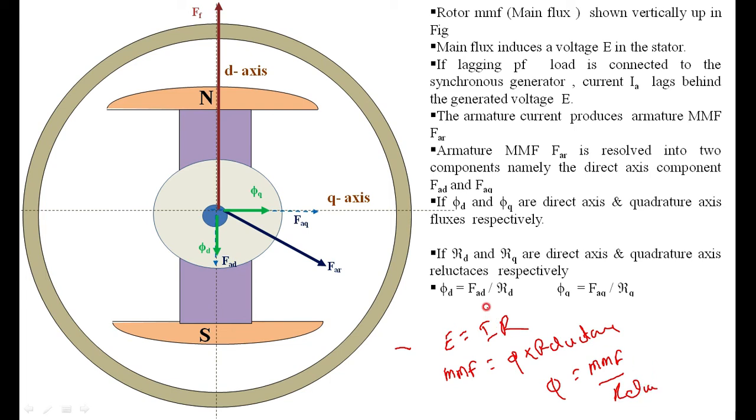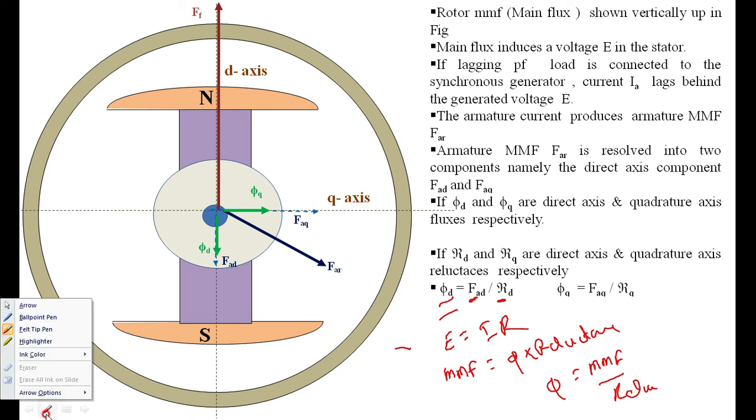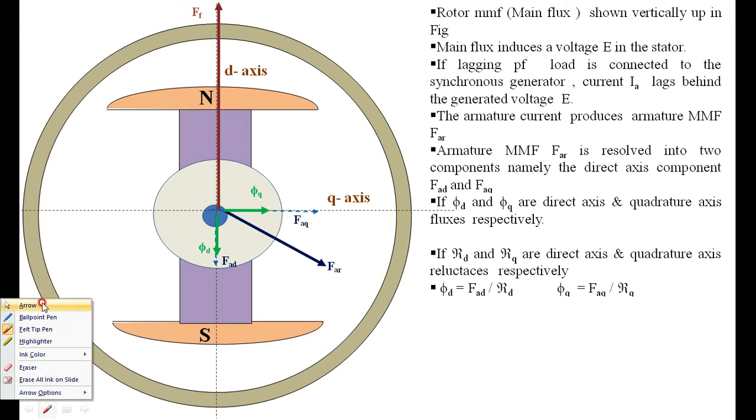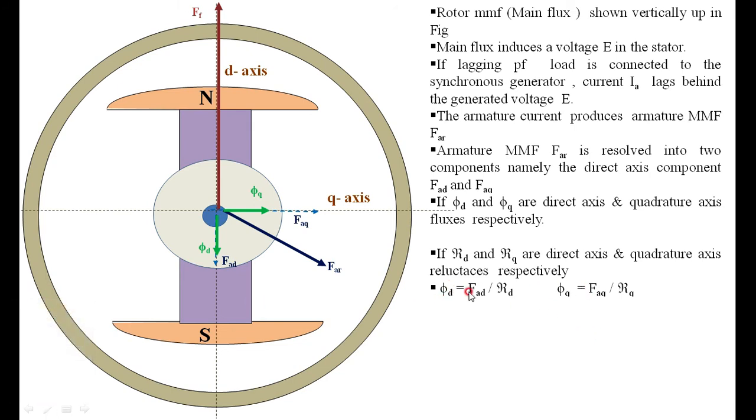The same thing I am writing here, that is the flux is equal to the MMF divided by the reluctance. Now, phi d is the MMF in the direct axis, FAD, divided by the corresponding reluctance in the d axis. Similarly, the flux in the q axis is equal to the MMF of the q axis, that is FAQ, divided by the reluctance of the q axis.